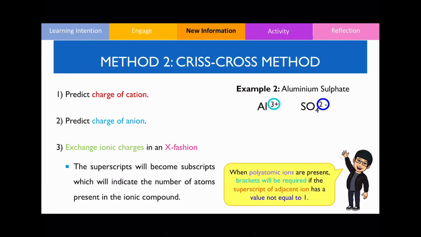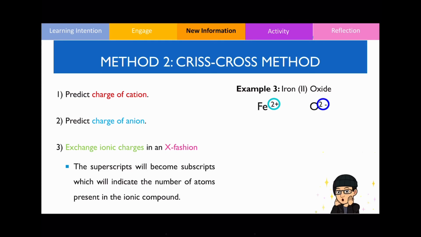In this second example, it's going to be slightly different because this one has a polyatomic ion. Whenever you have a polyatomic ion present, you will generally need to include a bracket if the superscript of the adjacent ion has a value that's not equal to 1. So if we use the crisscross method here, the adjacent ion in this case is aluminium. Because aluminium is giving its +3 to sulfate, which is a polyatomic, you're going to need brackets for this one. So it will look like Al2(SO4)3, because this 3 should belong to this whole group. If you didn't use the brackets, that would imply that the 3 belongs only to oxygen, which is entirely incorrect.